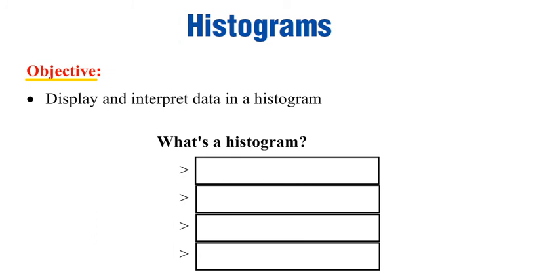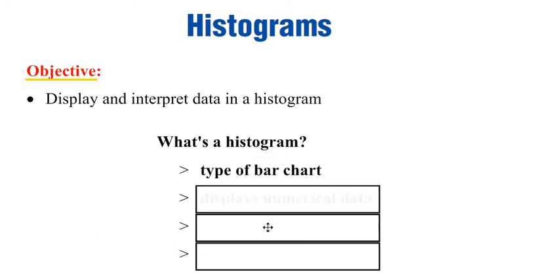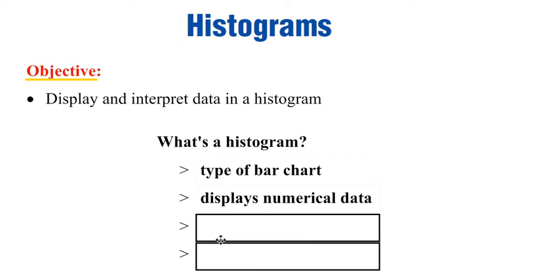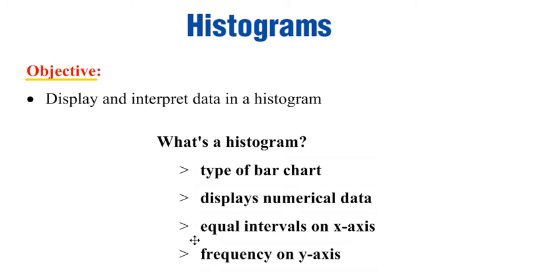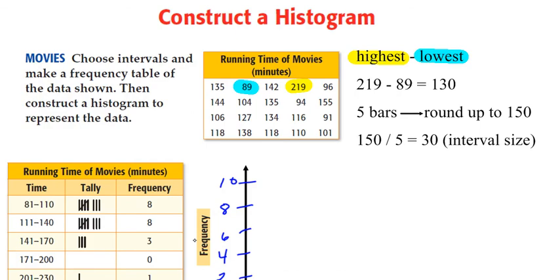So what is a histogram? It is a type of bar chart, and that bar chart displays only numerical data. The numerical data is presented in equal intervals along the x-axis. There's no overlap in the intervals. And the y-axis always contains the frequency of occurrence. So let's jump right in and make some histograms.